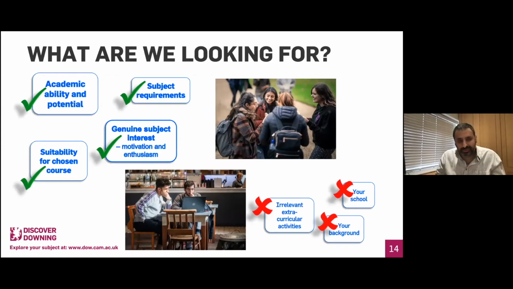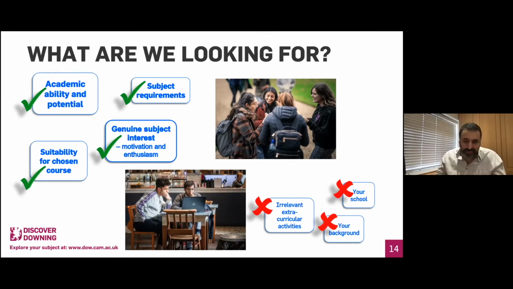So what are we looking for? I can't emphasize this enough. We are really only interested in academic ability and potential. So it's really to see how suitable you are for the subject that you've applied for, and whether you are going to be able to keep up with the academic workload that Cambridge demands of their students. So we're looking at whether you meet our entry requirements, whether you have a genuine subject interest, how suitable you are for the course, and whether you will be able to keep up with the content in the course.